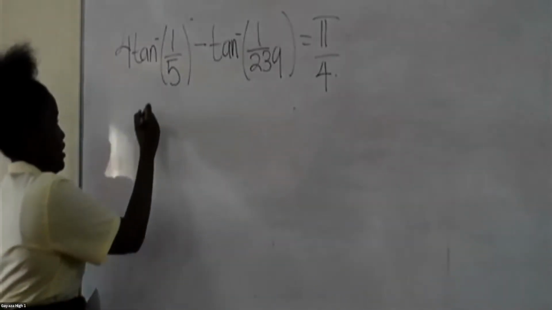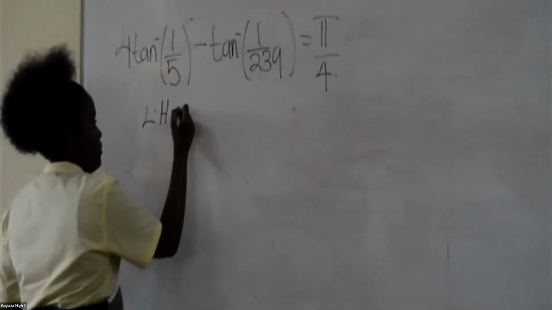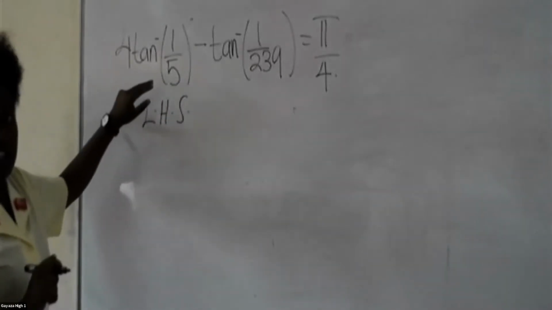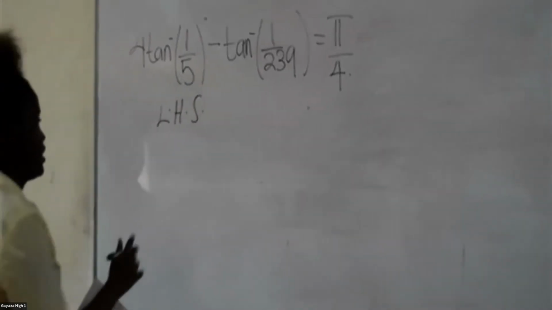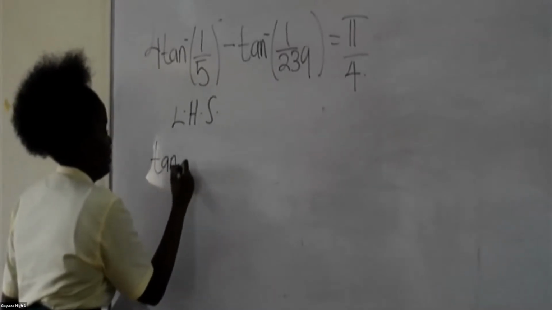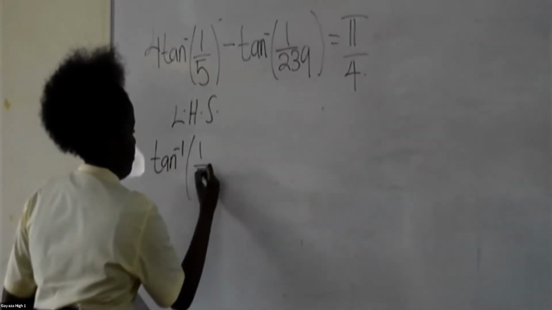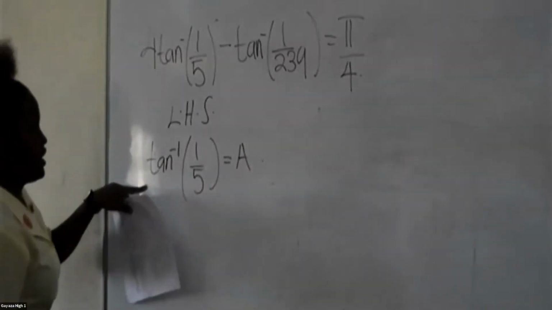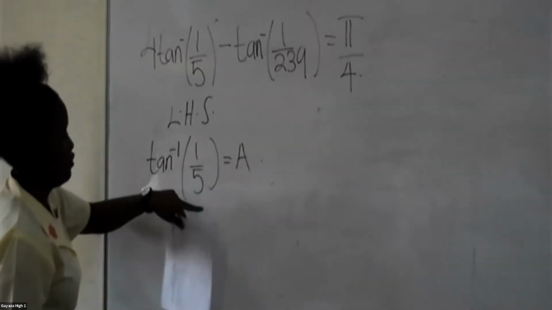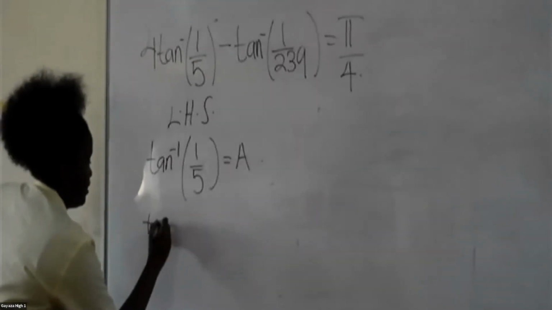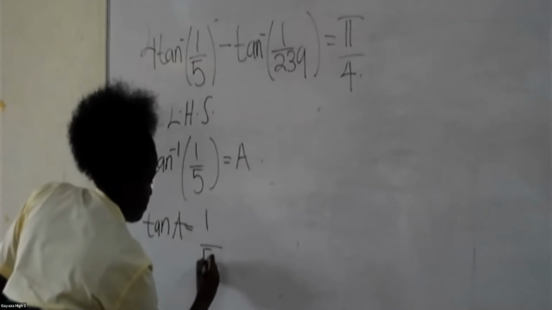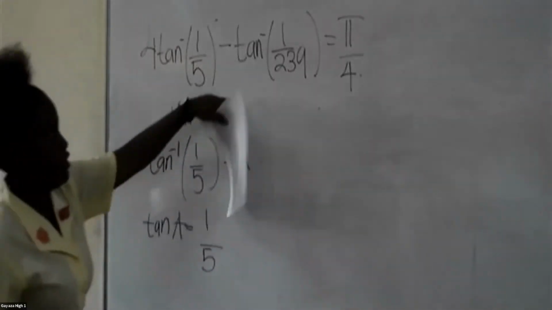So I'll start with the left-hand side. You look at your equation, and you realize that you can express tan inverse 1/5 as equal to A. So we are letting tan inverse of 1/5 equal to A, and you realize that tan A is going to be equal to 1/5.